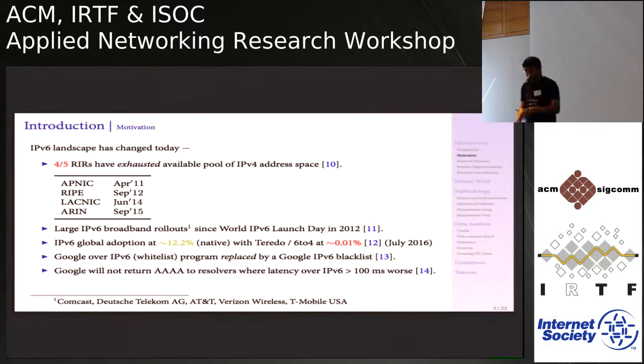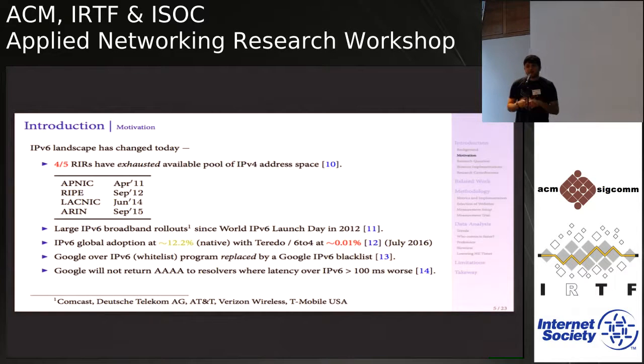And there was this massive V6 World Launch event in 2012 where ISPs and content providers joined hands to turn on V6 permanently for their customers. And as a result of all of this, we see large V6 broadband rollouts today, particularly by Comcast and Deutsche Telekom in fixed line space, and AT&T, Verizon Wireless, T-Mobile USA in the mobile space. And as a result, V6 adoption globally has increased to 12%, which is native, with Teredo and 6to4 at around 0.01%, which were mostly responsible for failure rates.